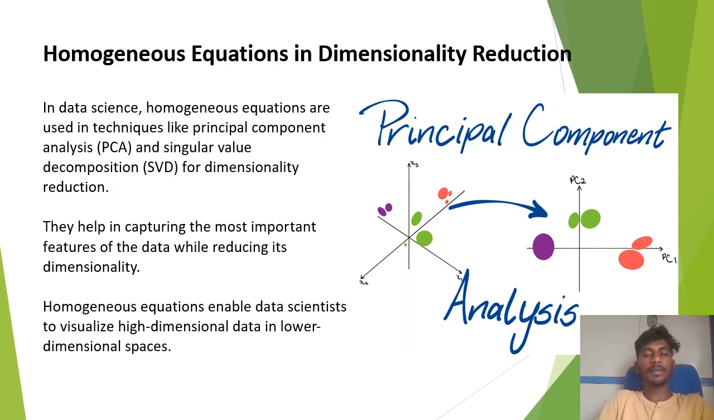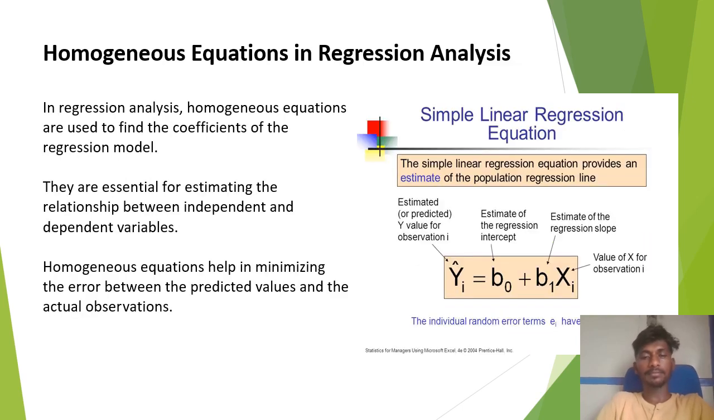Homogeneous equations in dimensionality reduction. In data science, homogeneous equations are used in techniques like principal component analysis (PCA) and singular value decomposition (SVD) for dimensionality reduction. They help in capturing the most important features of the data while reducing its dimensionality. Homogeneous equations enable data scientists to visualize high-dimensional data in lower-dimensional spaces.